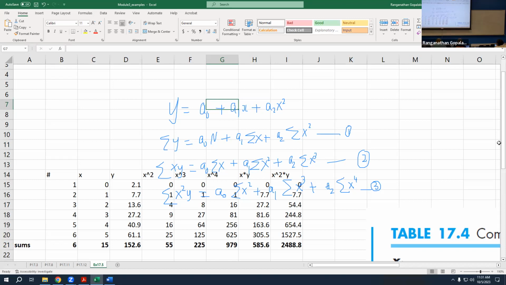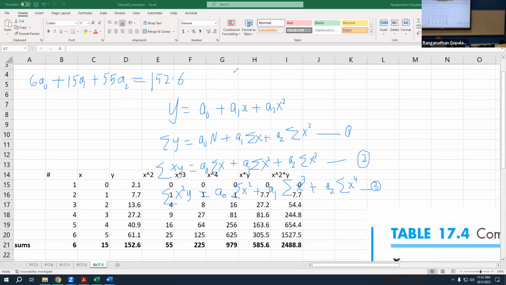Plug in these values, these coefficients, and set up three equations in three unknowns for A0, A1, A2. Go ahead, do that. I'm going to do that also. 6 times A0 plus 15 times A1 plus 55 times A2 equal to what is sigma y? 152.6.